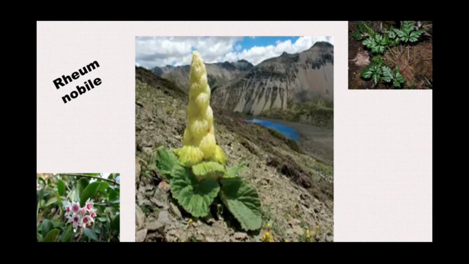Now this plant is Rheum nobile. This is also found at the foothills of the Himalayas. The stems and green leaves are edible and too pleasant to eat, and hence the plant is now endangered in the wild.